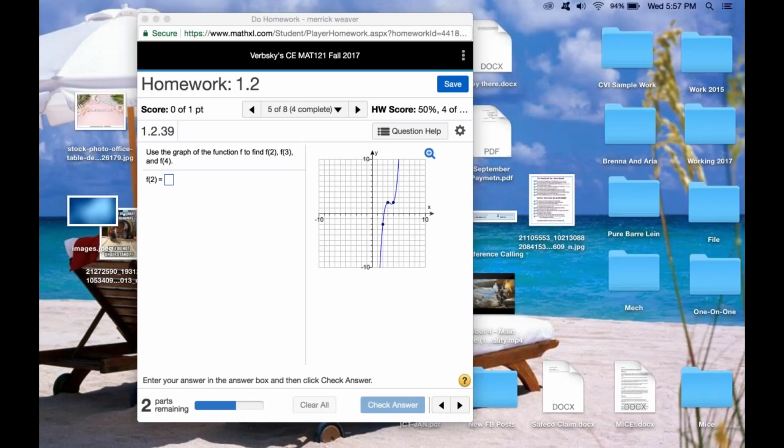Okay, use the graph. So we're looking at the graph. Tell me what f of 2 is. F of 2? Okay, so in other words, when x is 2, what is the value of y? That's what they're asking. In this case, the value of y would be negative what? Okay.